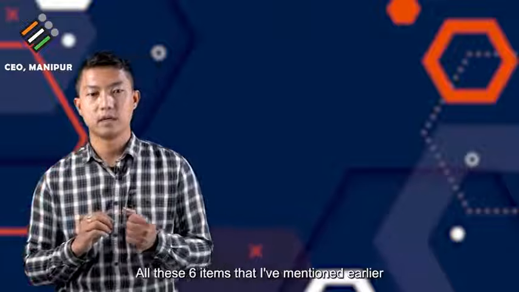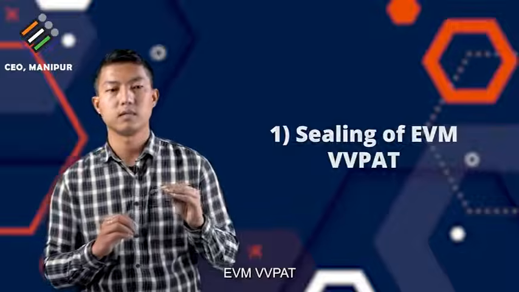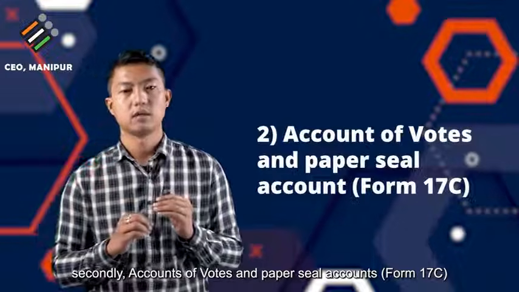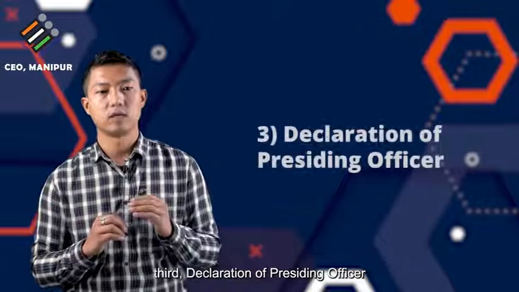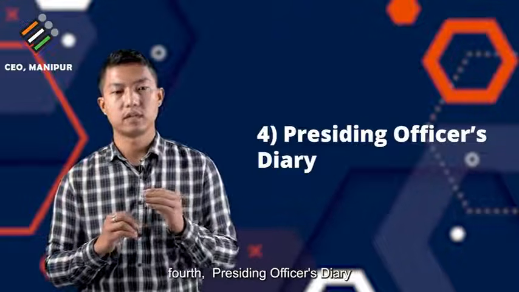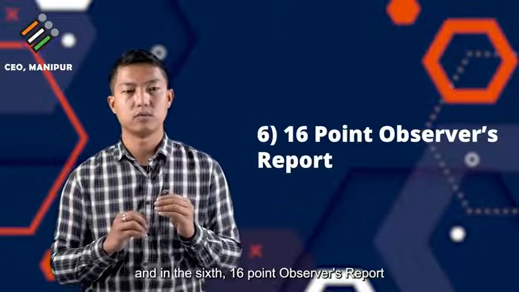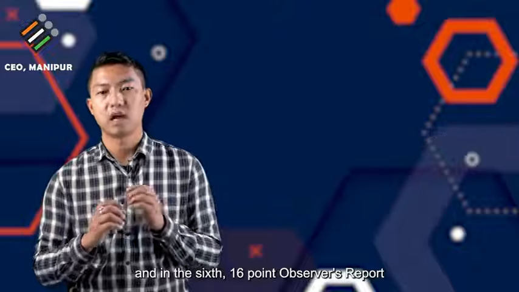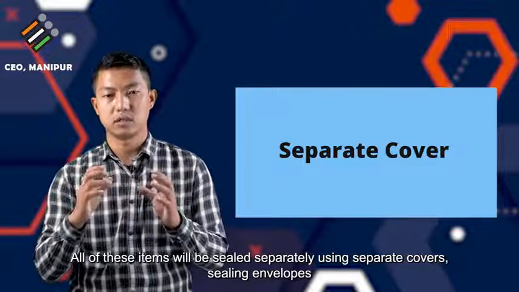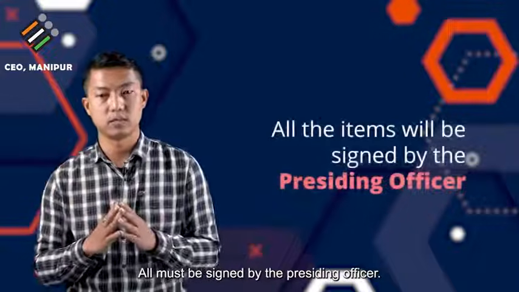All the 6 items that I have mentioned earlier: first, EVM and VVPAT; secondly, accounts of votes and paper seal accounts, Form 17C; third, declaration of the presiding officer; fourth, presiding officer's diary; fifth, visit sheets; and sixth, 16-point observer's report. All of these items will be sealed separately using separate covers, sealing envelopes. All must be signed by the presiding officer.